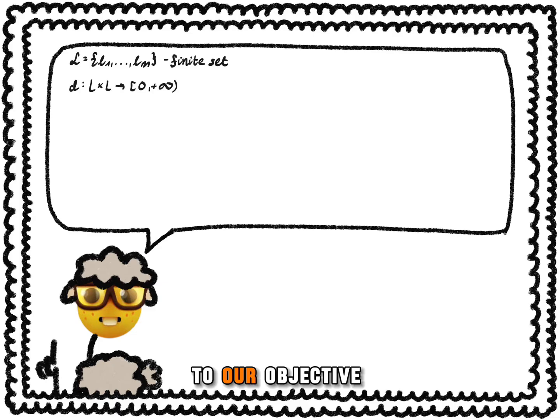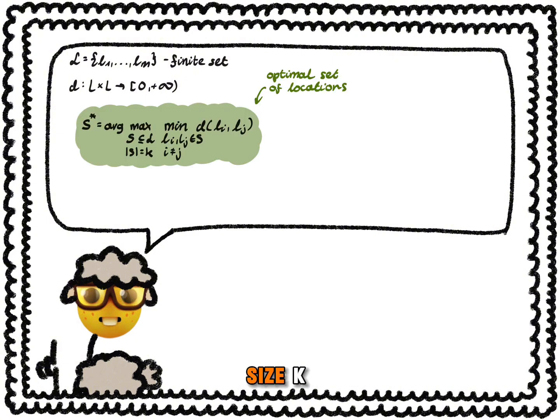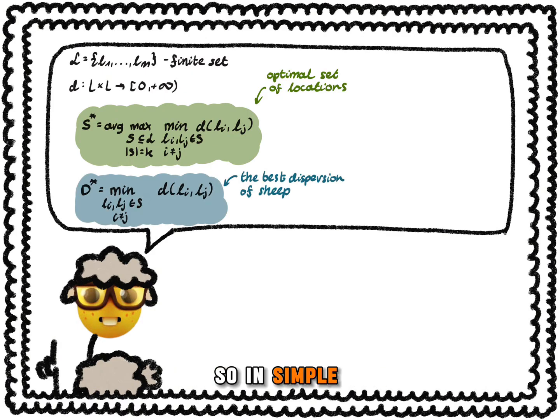This brings us to our objective function. We assume we have a distance matrix D representing the distance between any 2 locations. Our goal is the max-min dispersion problem. So we want to choose a subset S of size k such that we maximize the minimum distance between any 2 selected locations. So in simple terms, we want the sheep to be as far apart from each other as possible within the chosen set. The result of this optimization gives us S star, the optimal set of locations, and D star, the best possible safety margin.